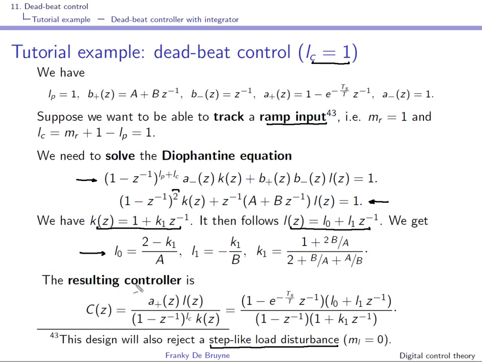So we'll obtain the following controller, and the difference of course is now that you have here an integrator in the controller, and of course that you have this power of Z minus 1 that is appearing, and of course the values of L0 and K1 are different because now they are the solution of this different Diophantine equation.